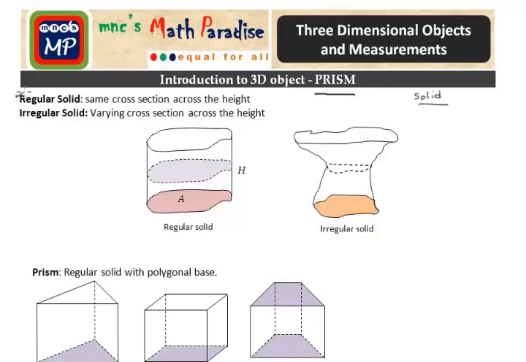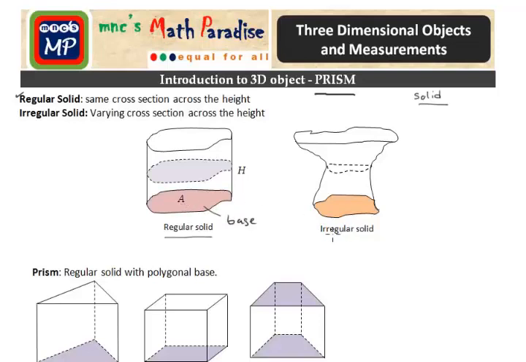A regular solid is a three-dimensional object that has the same cross-section across the height. For example, here this is a regular solid. This is its base, and throughout the whole height, if we take horizontal cross-sections, all these cross-sections will be the same, and that will be the same as that of the base. Then the solid is called regular.